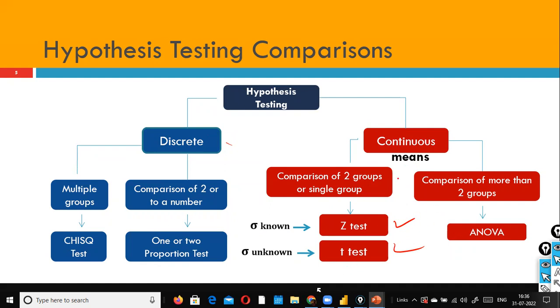If you have more than two groups, what test can I use? ANOVA. It is pretty simple. So if I don't know my population standard deviation, then T test; if I know my population standard deviation, Z test. This is applicable only for a single sample or two independent samples. If I have more than two samples or groups, then you need to use the ANOVA test. The next one is the discrete type of variable. For discrete variables, if you are using more than two groups, use the chi-square test, and for comparison of one or two proportions, we do a proportion test.